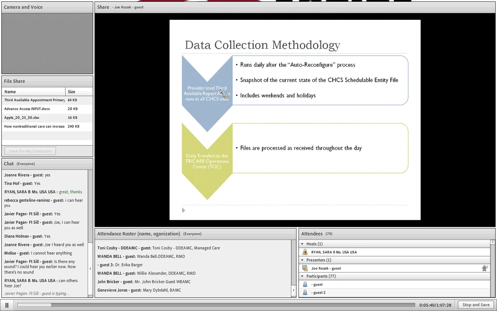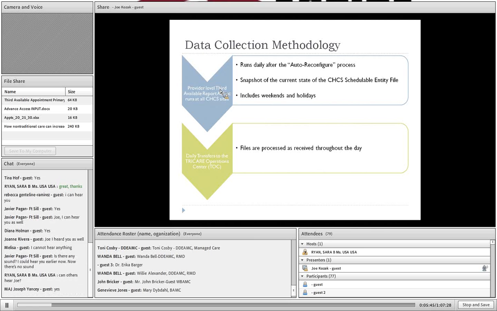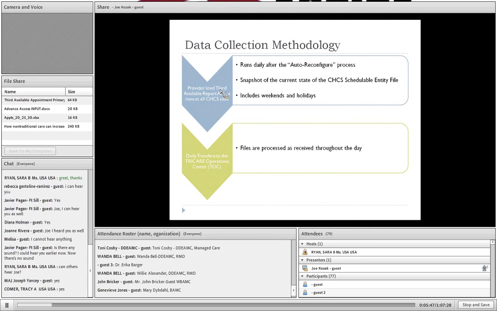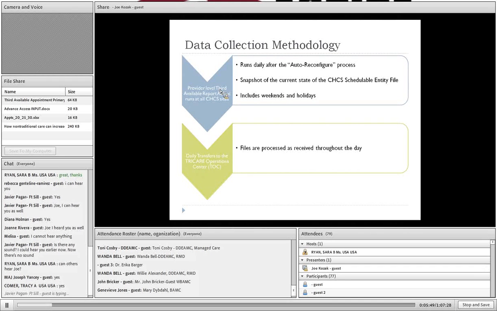It was a snapshot of the current state of the CHCS schedule entity file. It includes weekends and holidays. This has been by decision. As a matter of fact, recently we had asked to drop weekends and holidays, and the reply from Health Affairs is, well, why are you not open on weekends and holidays?